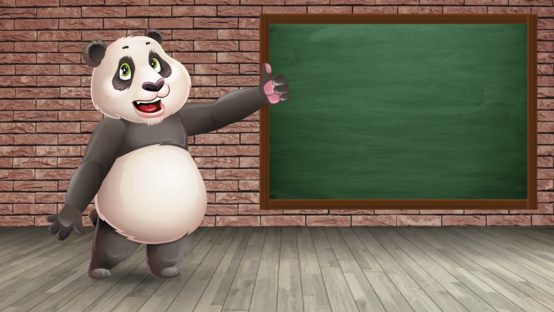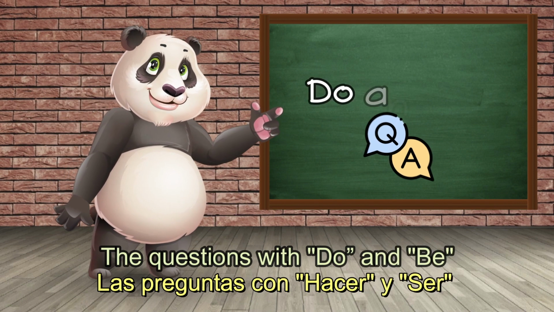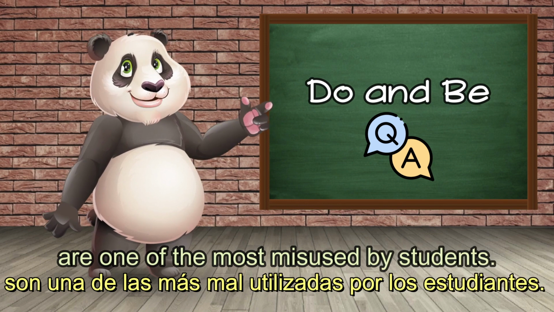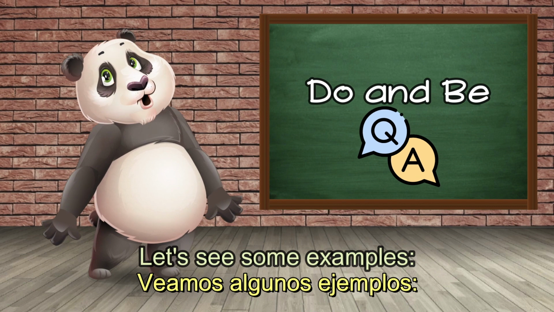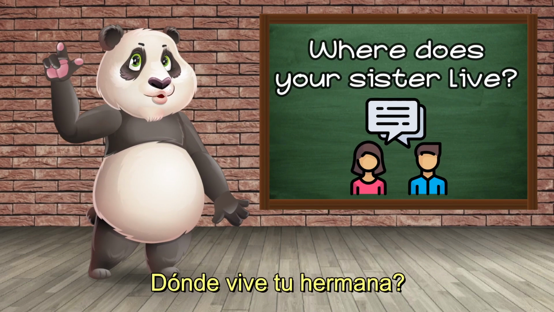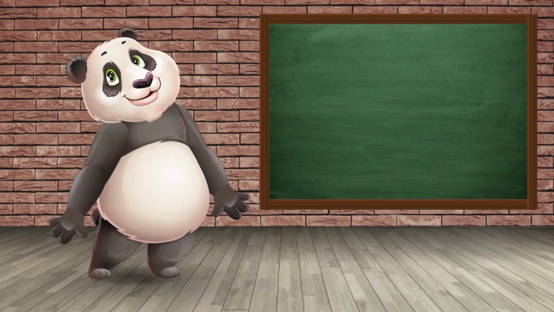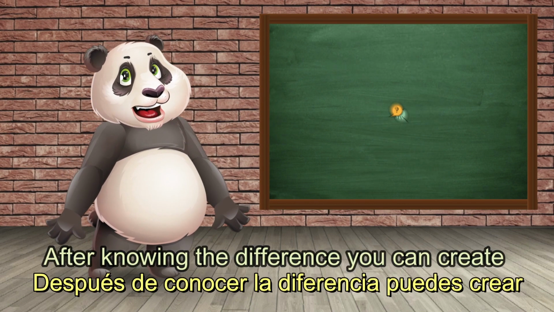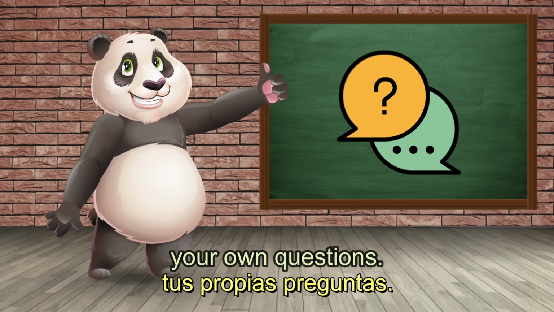I'm Panda, your teacher. The questions with do and be are among the most misused by students. Let's see some examples. For example, where does your sister live? What do your parents do? Are you married?